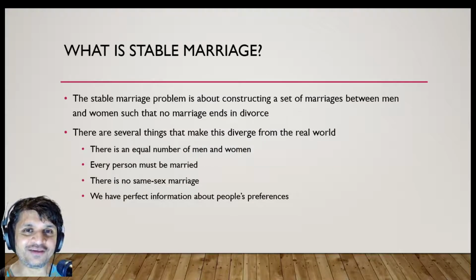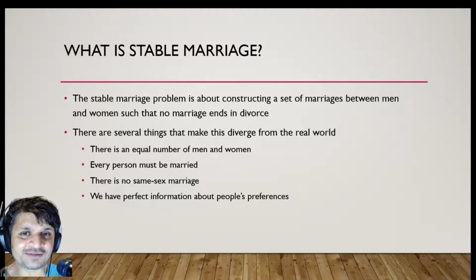So, the first question is, what is stable marriage? What is this problem? The stable marriage problem is actually what it sounds like, which is a little weird. It's the problem of constructing a set of marriages between men and women such that no marriage ends in divorce. So it sounds like quite an important problem.